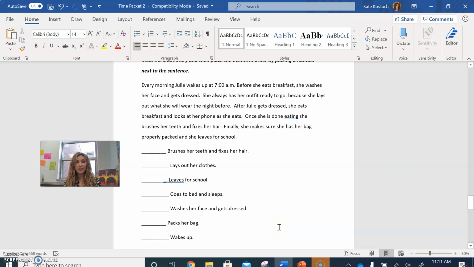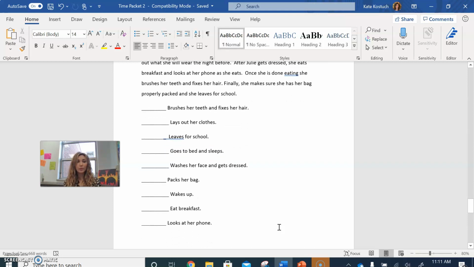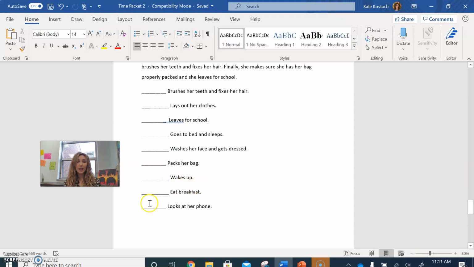Brushes her teeth and fixes her hair, lays out her clothes, leaves for school, goes to bed and sleeps, washes her face and gets dressed, packs her bag, wakes up, eats breakfast, looks at her phone.